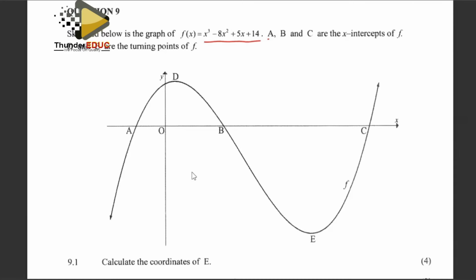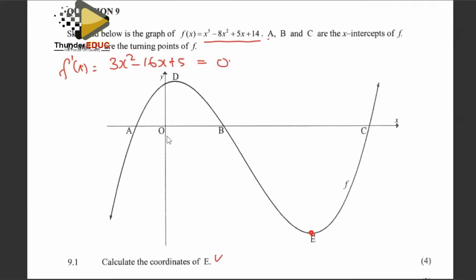Then they want us to get the coordinates of E. So we know that E is the turning point, and for us to get the coordinates of the turning point, we always have to find the first derivative equated to 0. Okay, so that's going to be 3x squared minus 16x plus 5 is equal to 0.